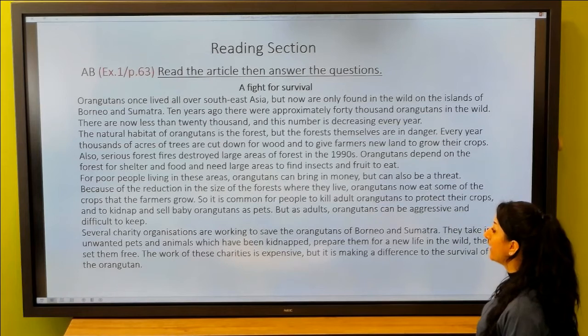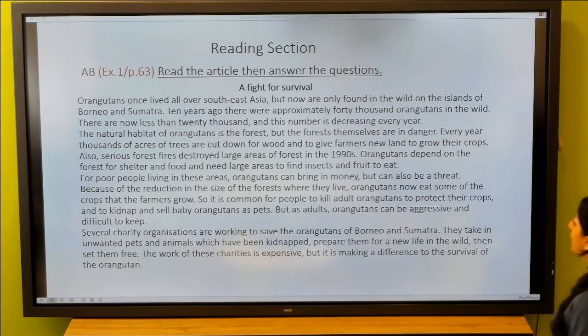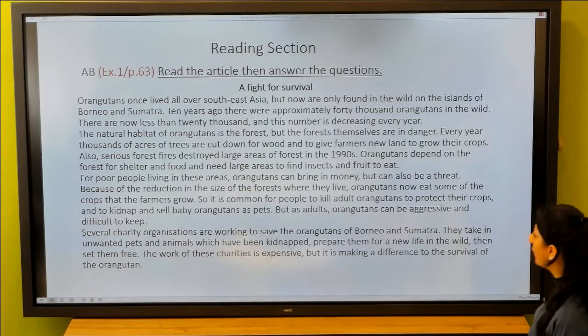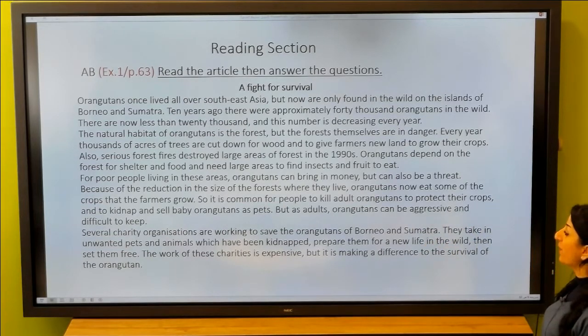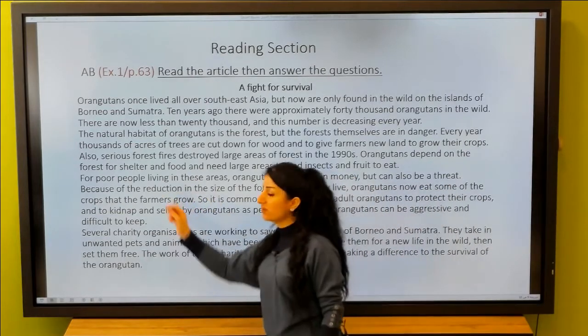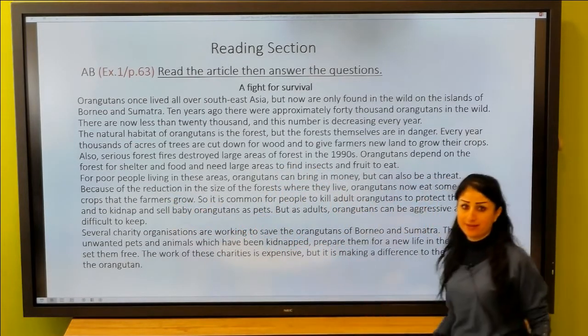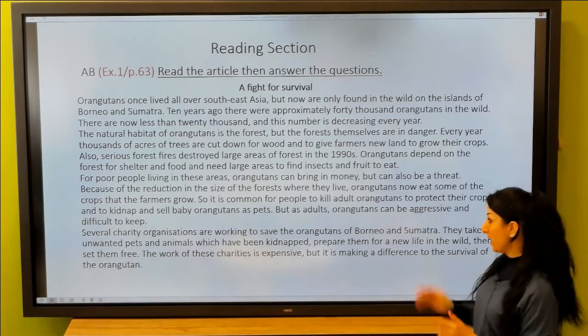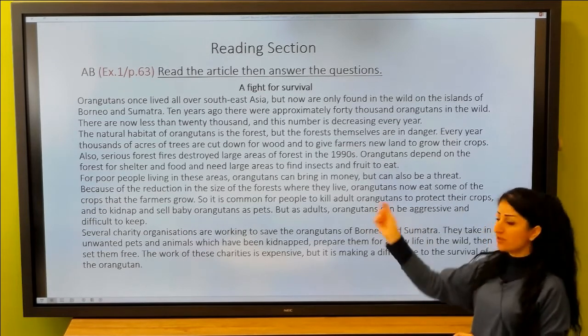Because of the reduction in the size of the forests where they live, orangutans now eat some of the crops that the farmers grow. Because of the reduction. What's the meaning of reduction? Reduction is like decrease, reduce, okay? The verb of reduction is reduce.